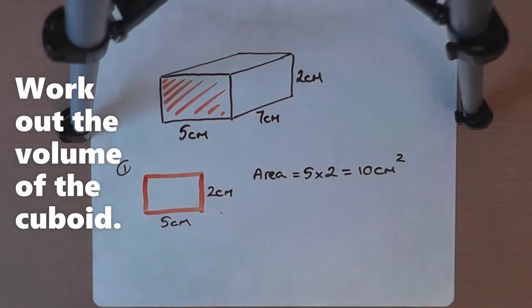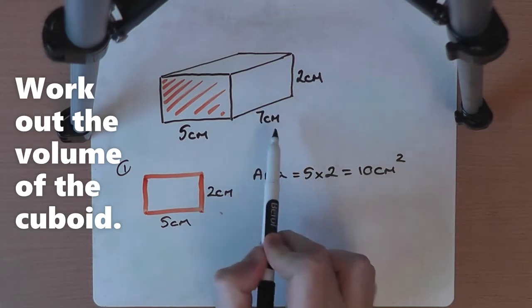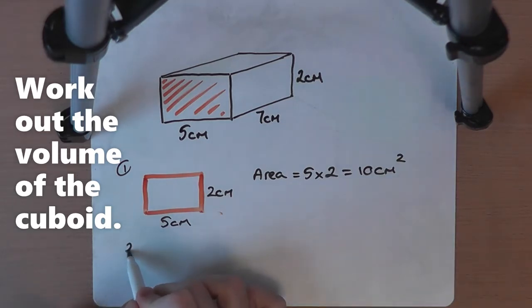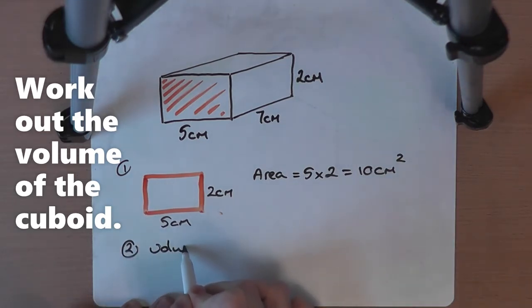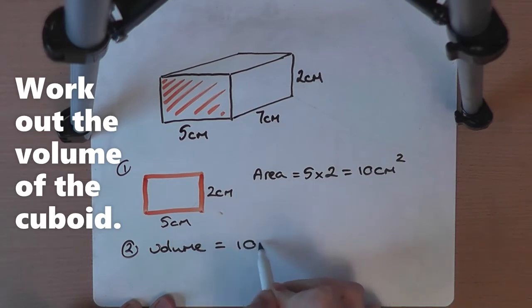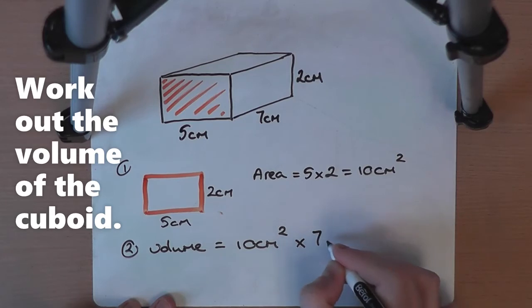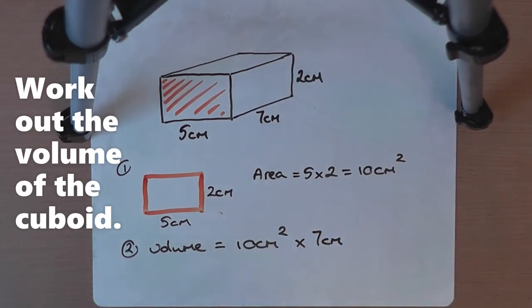What then happens to make this into a 3D shape is we've taken that area and we've got 7 centimetres worth of copies of that shape layered up to make it into a 3D shape. So we've taken that 10 centimetre squared area and we've stretched it, we've pulled it back into 3D space, 7 centimetres worth. So then step 2, our volume can be, well, we've got this area of 10 centimetres squared and we've got 7 centimetres worth of it. So we've got 7 centimetres, lots of the 10 centimetre squared area.